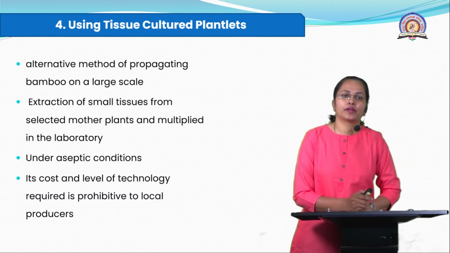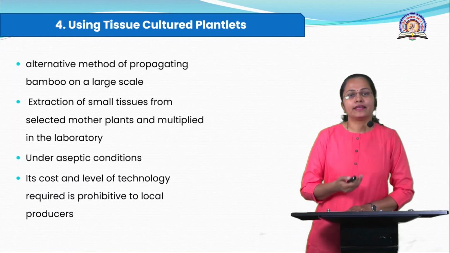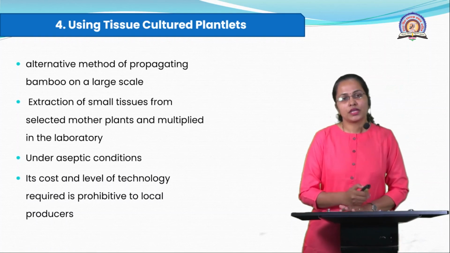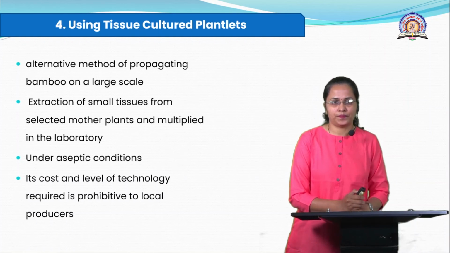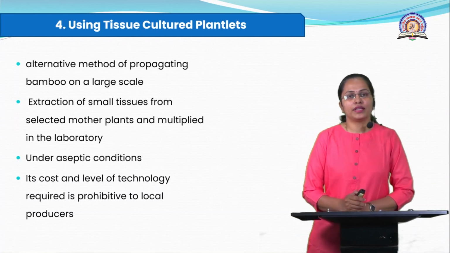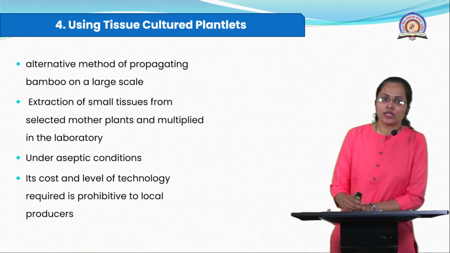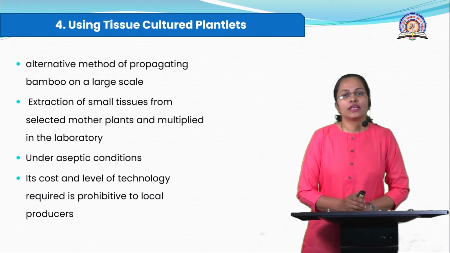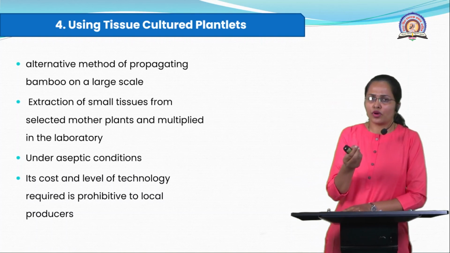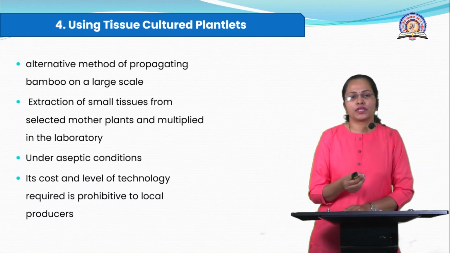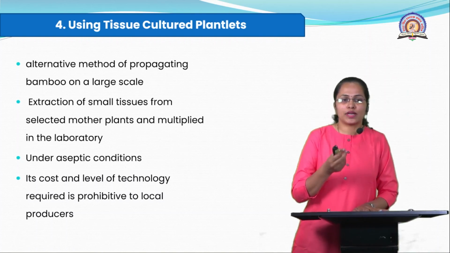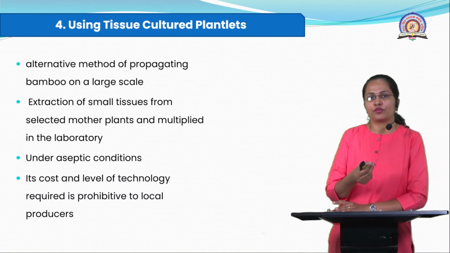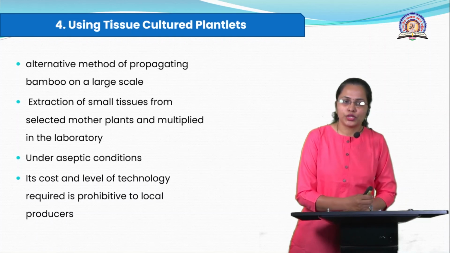The last method of getting a number of plantlets for the bamboo cultivation is the tissue culture method. Again, we all are familiar with the word tissue culture. Tissue culture is nothing but a laboratory method in which we can take a small amount of tissue from the mother plant and use that small amount of tissue in order to get thousands of plantlets from that small amount of tissue.